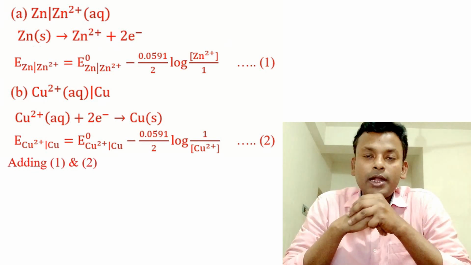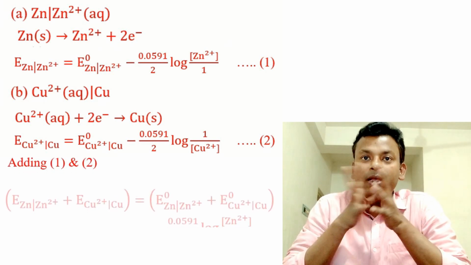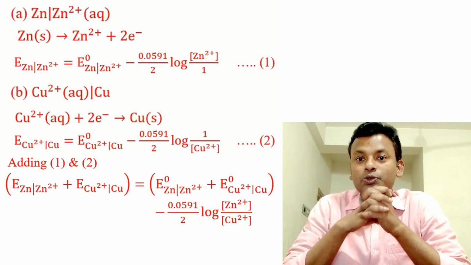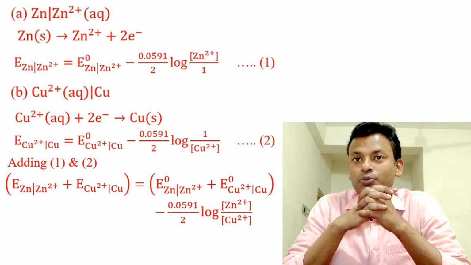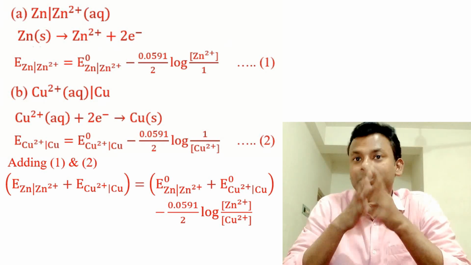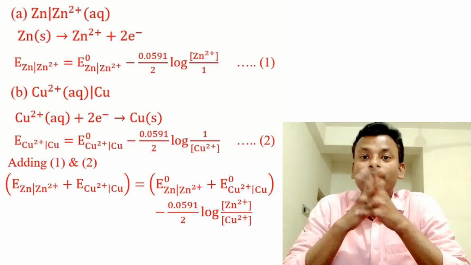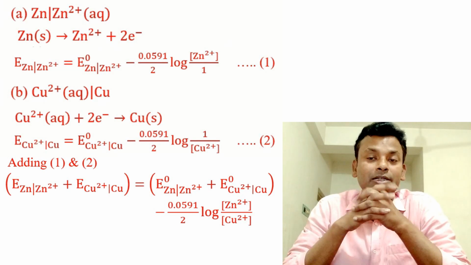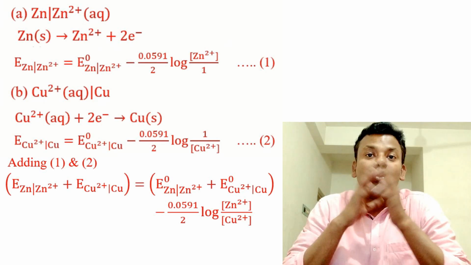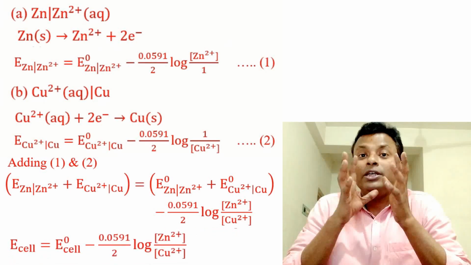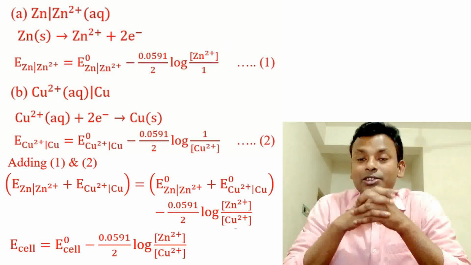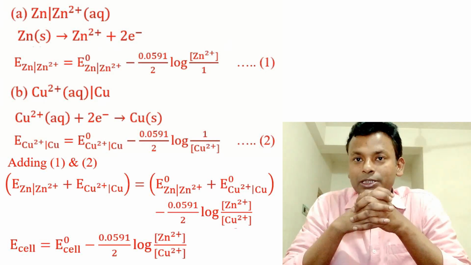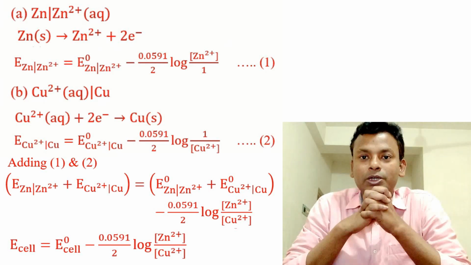Adding equation 1 and equation 2, E Zn2+ plus E Cu2+/Cu equals E0 Zn2+ plus E0 Cu2+/Cu minus 0.0591 by 2 log concentration of Zn2+ by concentration of Cu2+. So the total equation is E cell equals E0 cell minus 0.0591 by 2 log concentration of Zn2+ by concentration of Cu2+.